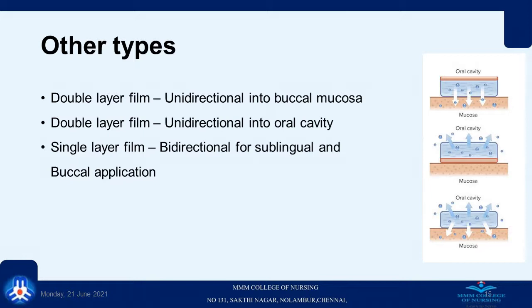Double layer film is designed for unidirectional drug delivery into the buccal mucosa or into the oral cavity. Single layer film is made for bidirectional drug delivery for sublingual or buccal application.